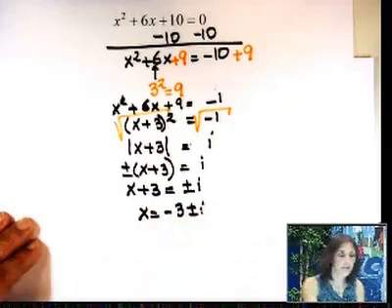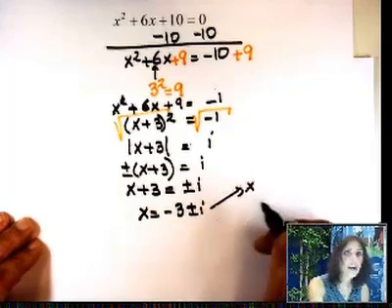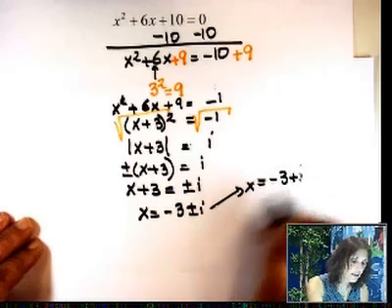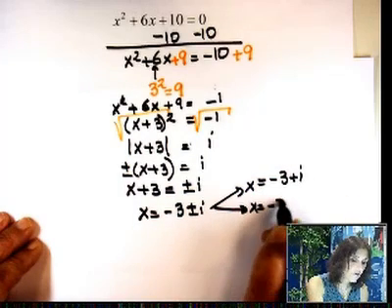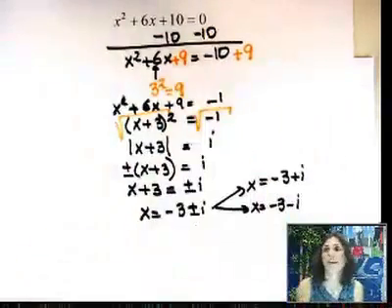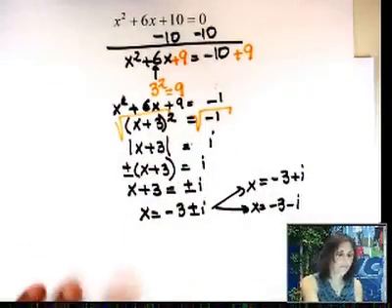What did you end up having? You ended up having a complex pair: negative 3 plus i, negative 3 minus i. Why? Because I ended up with a negative number on the right.